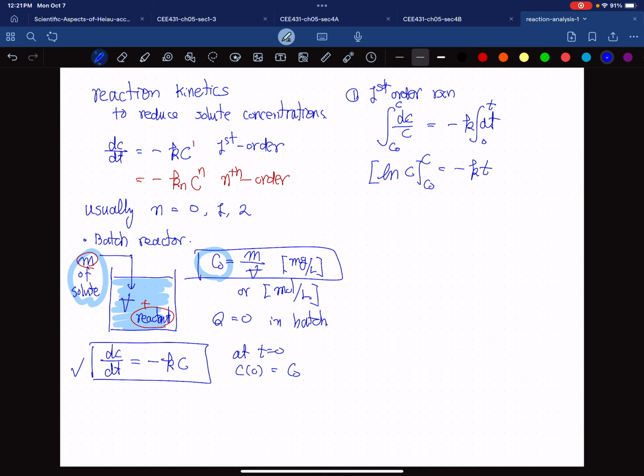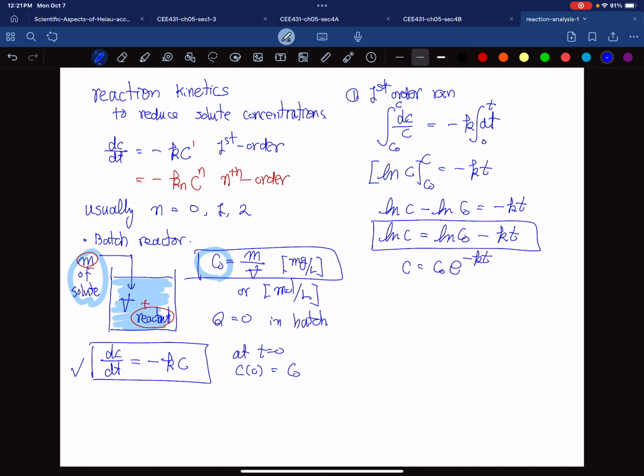So it could be written as natural log C minus natural log C naught equals negative kt, or log C equals log C naught minus kt. That is somehow the linearized equation. Equivalently, you could say C equals C naught exponential negative kt. It doesn't really matter which form you get as a conclusion, but we will pay attention to this because in most cases time t and concentration C are measured.